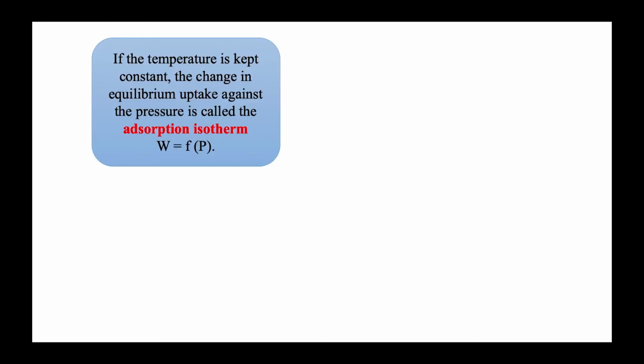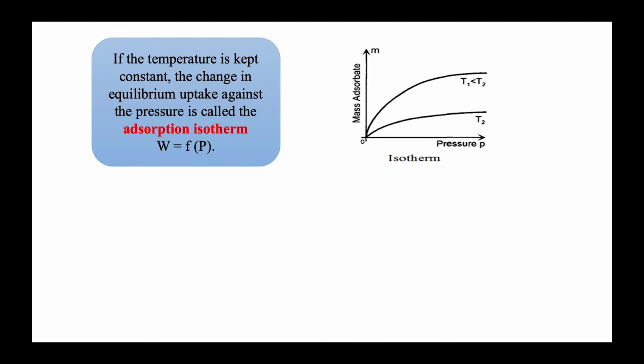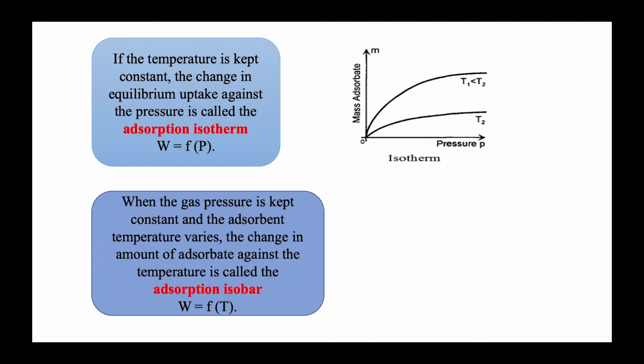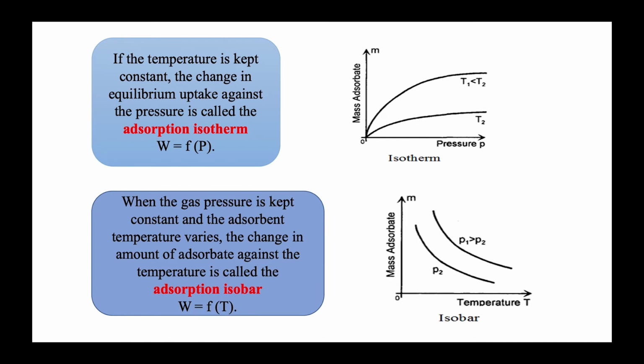If the temperature is kept constant, the change in equilibrium uptake against the pressure is called adsorption isotherm. That is, W is equal to function of P. When the gas pressure is kept constant and the adsorbent temperature varies, the change in amount of adsorbate against the temperature is called adsorption isobar. That is, W is equal to function of T.